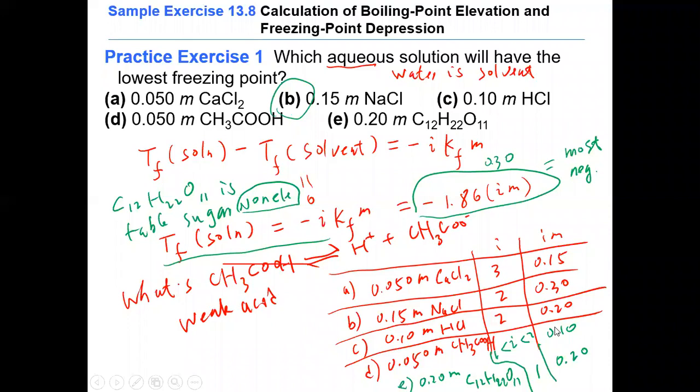Okay, yeah. What if, instead of negative 1.6, it was positive 1.86? Would we want the lowest number? Good question. You will get a positive number, like for the boiling point elevation, then you will see who has the highest boiling point. Got it. Okay, any other questions?